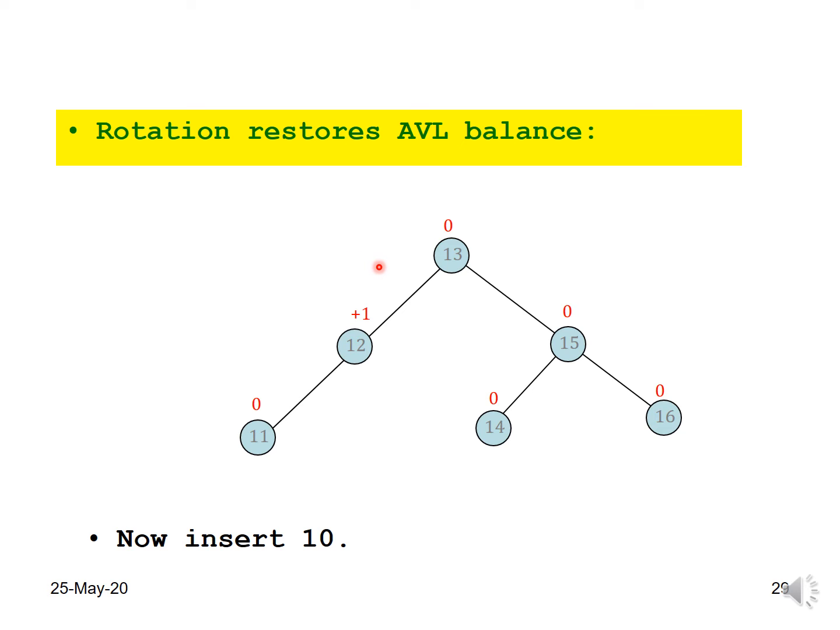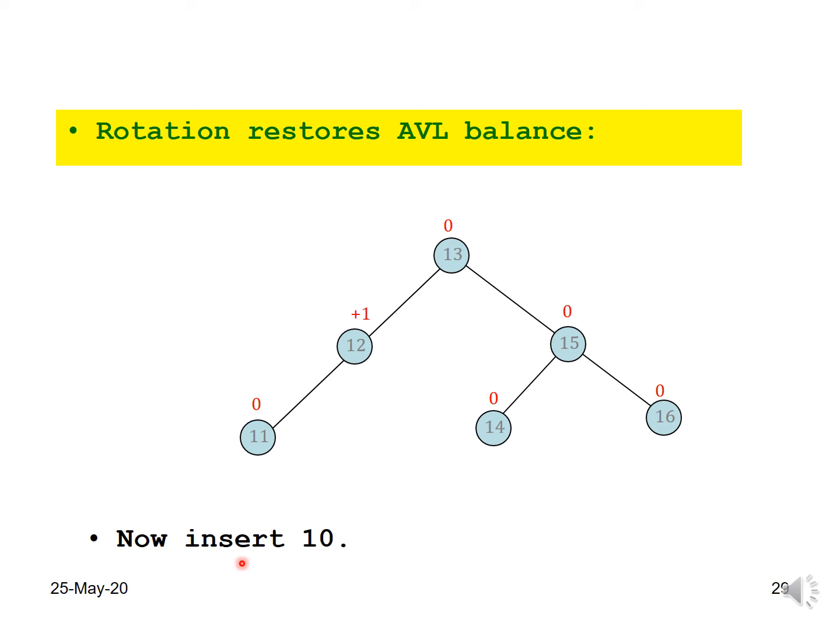Now we can check the balance factor of all the nodes. We can see the balance factor of this 11, 14 and 16 are 0 because they are leaf nodes. And the balance factor of this 12 is 1 minus 0, this is plus 1. The balance factor of this 15 is again 1 minus 1, which is 0, and the balance factor of this 13 is 2 minus 2, this is again 0. So all are less than or equal to 1, so we can say this is an AVL tree.